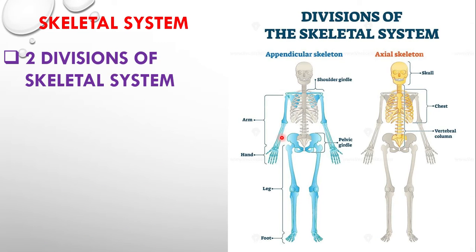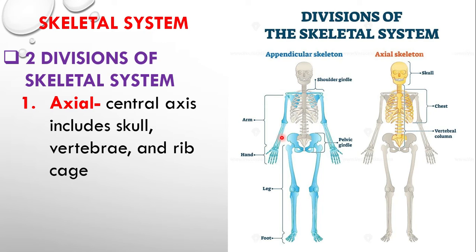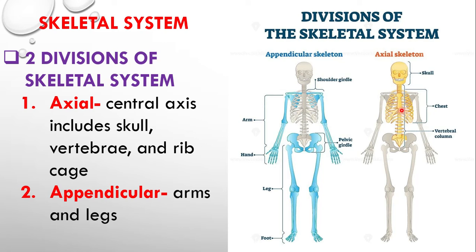Okay, so there are two divisions of the skeletal system. First one, we have the axial skeletal system, which includes the skull, the vertebrae, at saka yung rib cage. So again, it includes the skull, the rib cage, at saka yung vertebral column. That is part of the axial skeleton. And then we have the appendicular skeleton naman, which includes the bones na nasa arms o sa legs. Okay? So may kalahian sa two divisions of the skeletal system.